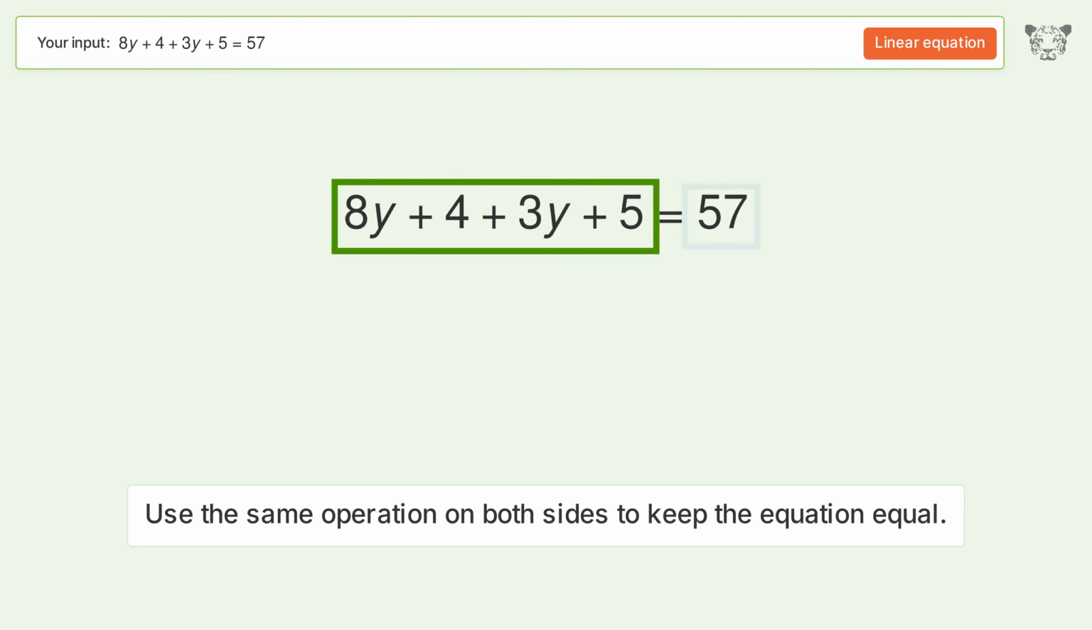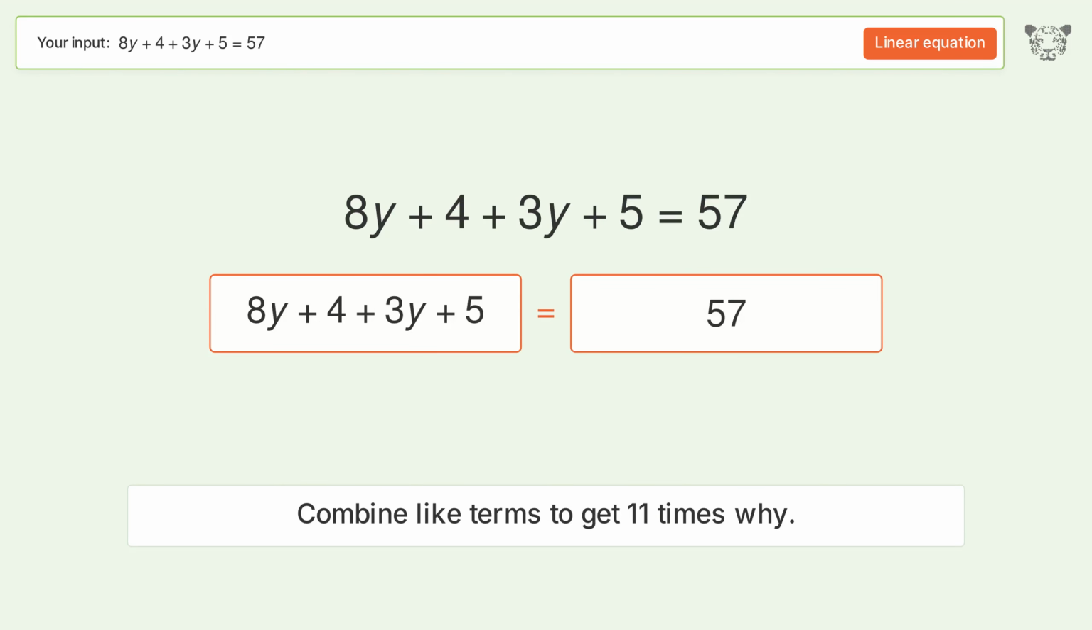First, combine like terms within each side. This simplifies each expression without changing its value. The variable coefficients on the left combine to give 11 times y.